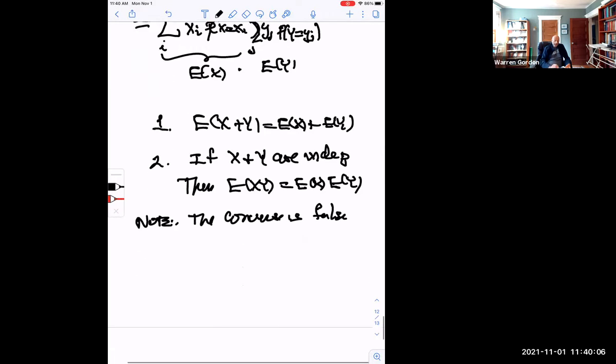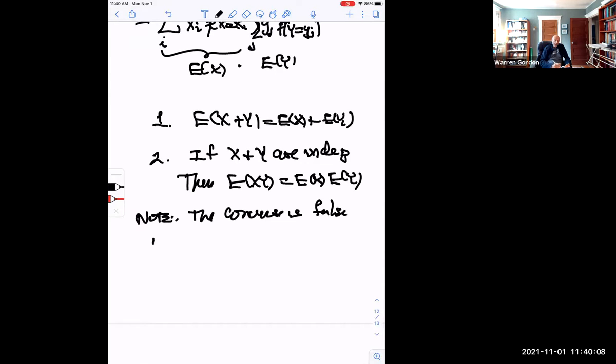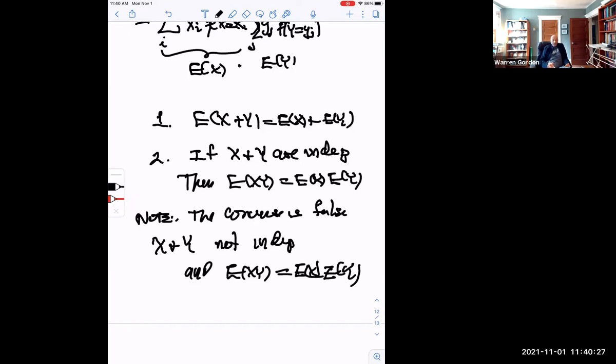What do I mean? It's possible to rig up an X and Y that are not independent and E of XY equals E of X times E of Y. That is, if they're independent, this condition is true. However, it's possible for them not to be independent and for that condition to be true as well. So the converse isn't always true.